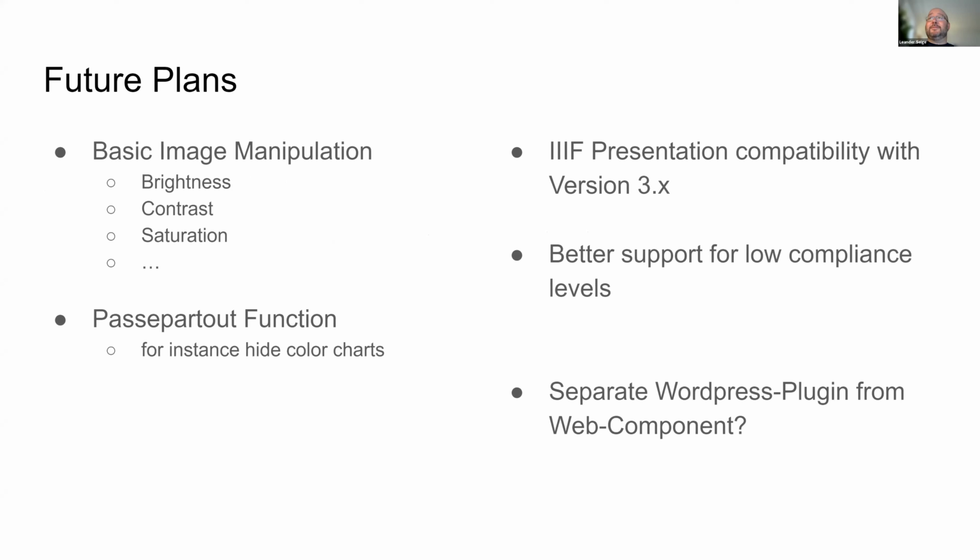There are so many options to extend StrollView in the future. We already thought about adding, of course, image manipulation functions like brightness, contrast, saturation adjustment, and such things. I think it's a good idea to have a passport function. So the very common color charts on digital images could be masked and hidden then.